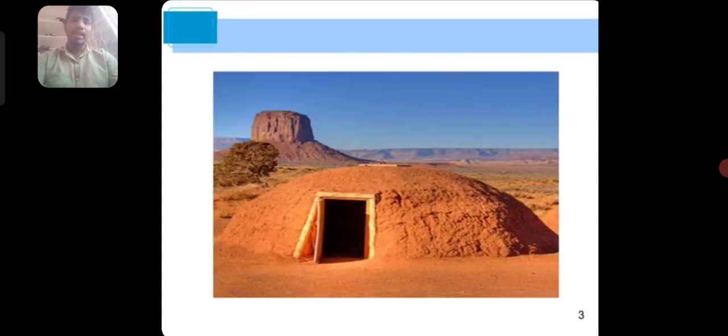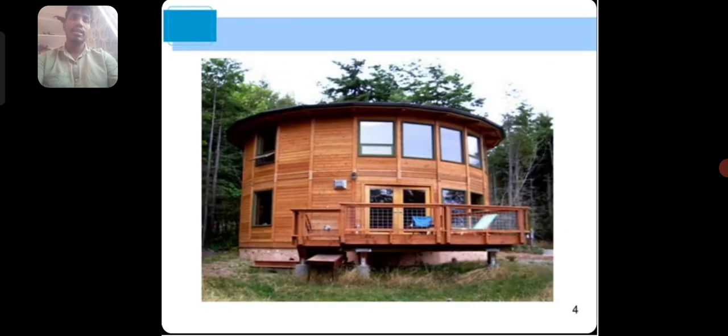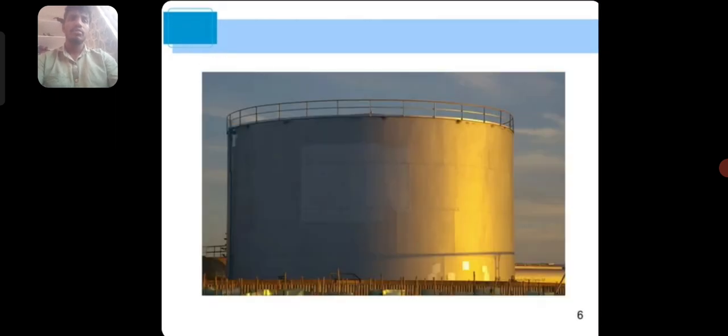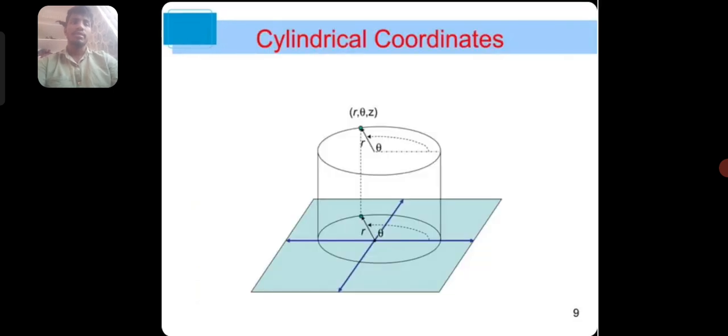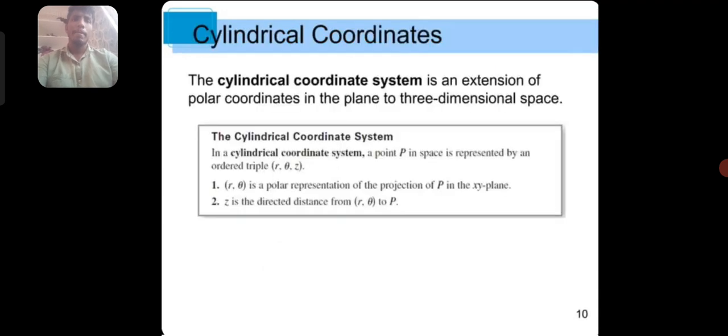Next, it is in spherical diagrams of some of the places, and cylindrical coordinates. It is the block diagram of cylindrical coordinates.